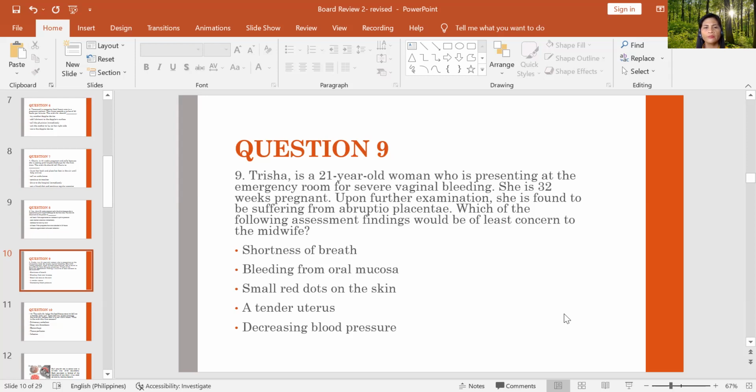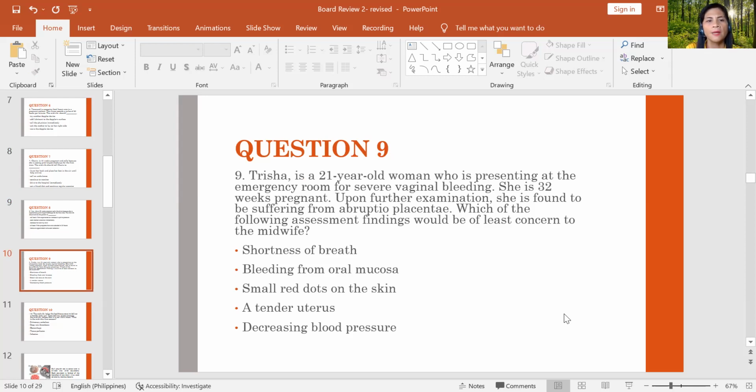The first option, shortness of breath. Another option, bleeding from the oral mucosa. Another option is small red dots on the skin. Another option, a tender uterus. And the last option, decreasing blood pressure. Okay, so what would be the right answer? A tender uterus. Okay, why is it the tender uterus?